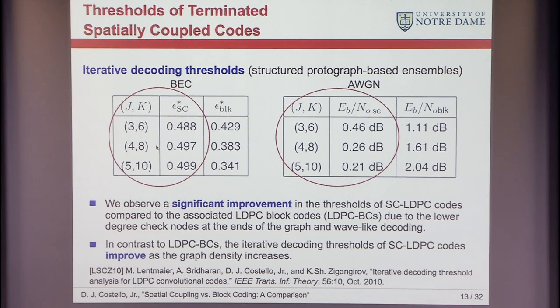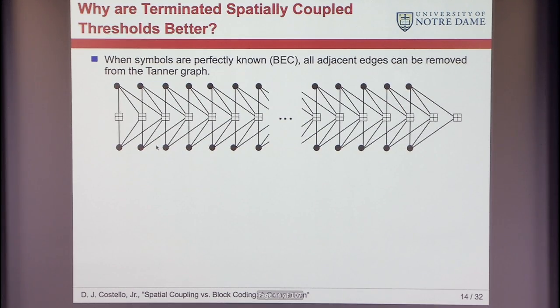So looking back at a table like this, iterative decoding thresholds for spatially coupled codes, we have significant improvements relative to the block code thresholds of the corresponding regular codes, for the erasure channel and the Gaussian channel. And what's really different here and noticeable is that as the density increases, the thresholds increase rather than get worse, as they did in the block code case, which gives us improving thresholds and improving distance properties as we increase the density.